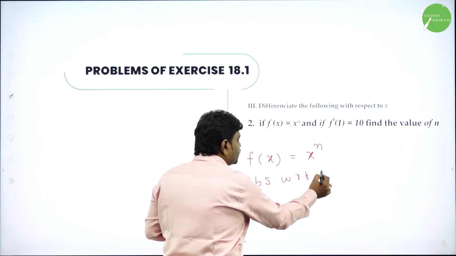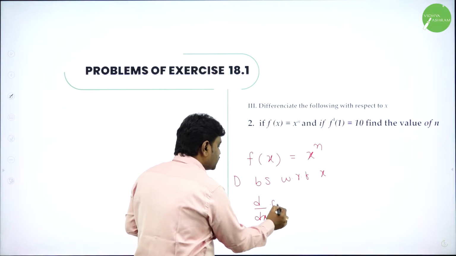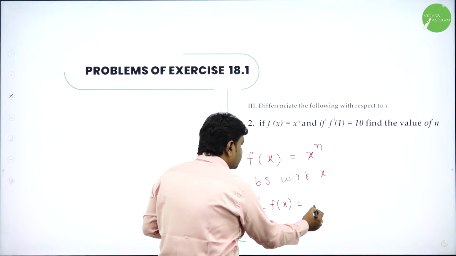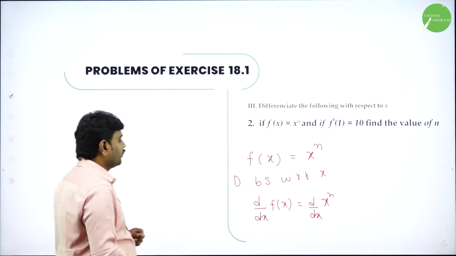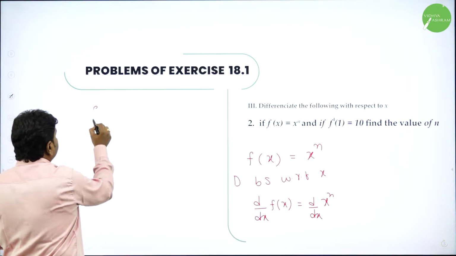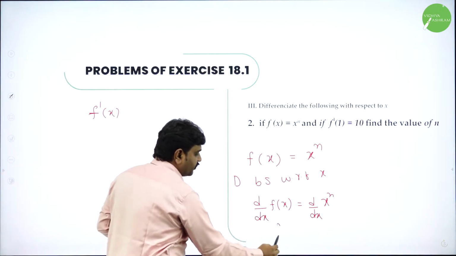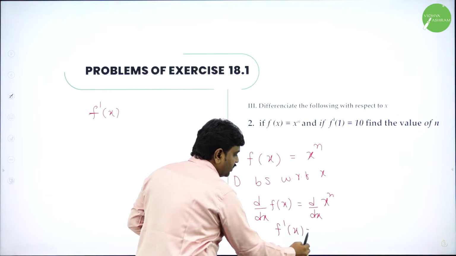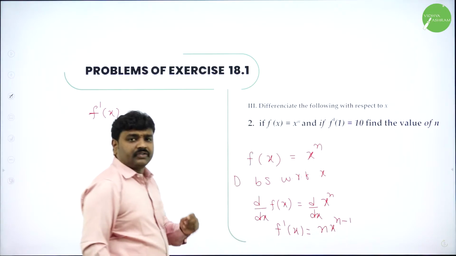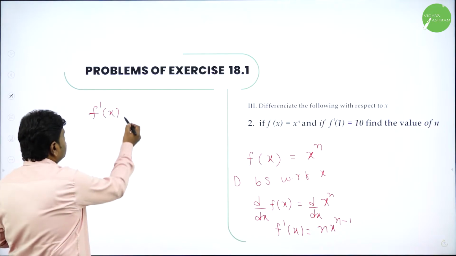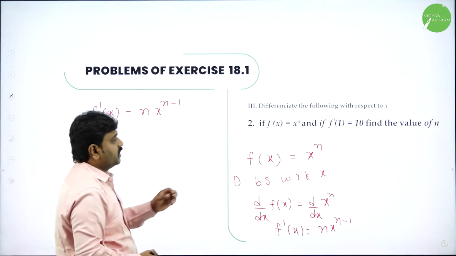x. When you differentiate both sides with respect to x, LHS becomes d by dx of f of x, RHS becomes d by dx of x power n. All of you know d by dx of f of x is f dash x, and d by dx of x power n is n into x power n minus 1. That is the first formula in the formula list. So f dash x is n into x power n minus 1.